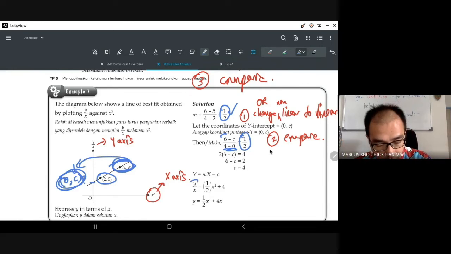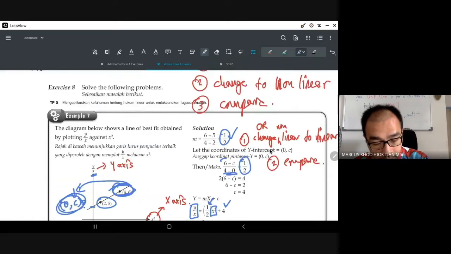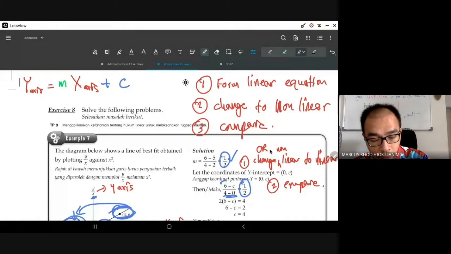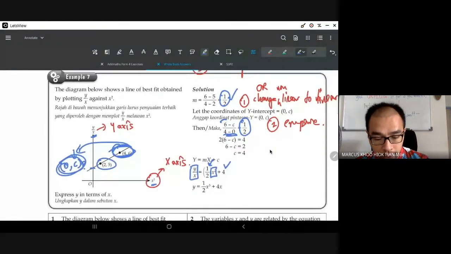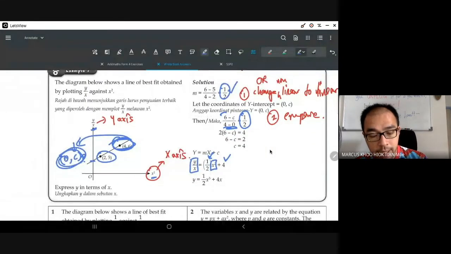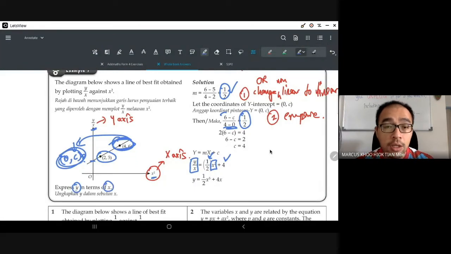So this is the y-axis, this is the x-axis, according to the graph. Then you put it in here and you put it in here. So right now what we're doing is forming a linear equation. This is what we want to do. And then after that, how do you change it to non-linear? So they say express y in terms of x. So y in terms of x means y equals to something.